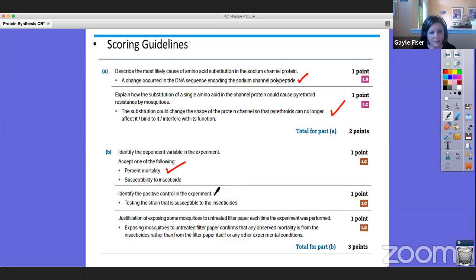Identify the positive control: testing the strain that is susceptible to the insecticides. Justification of exposing some mosquitoes to untreated filter paper each time the experiment was performed: it confirms that any observed mortality is from the insecticides rather than the filter paper or any other experimental conditions.